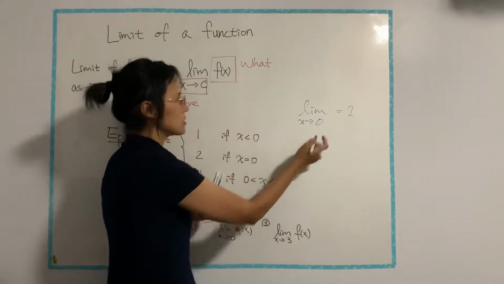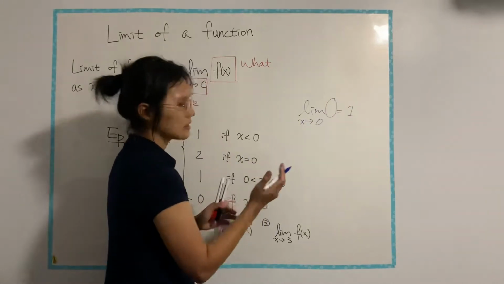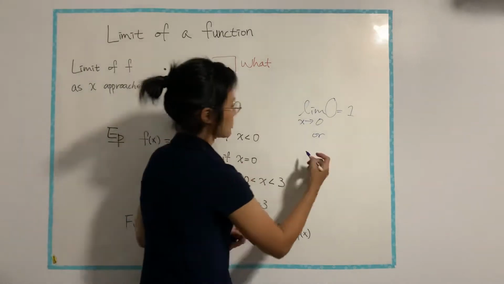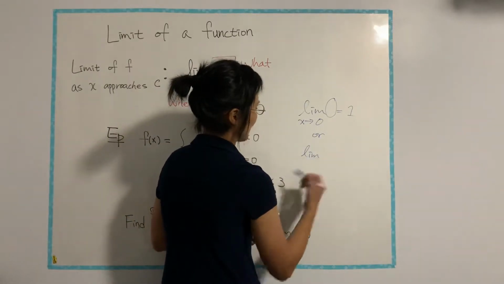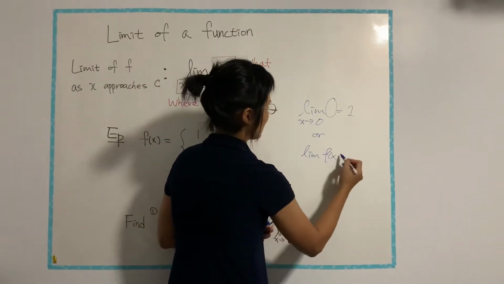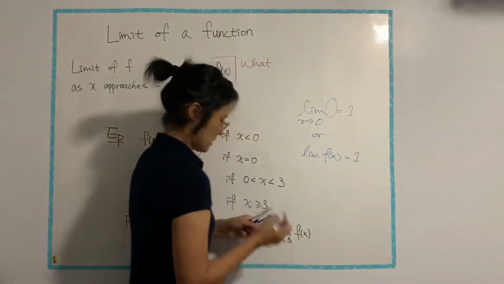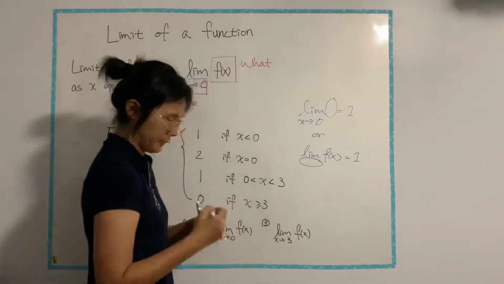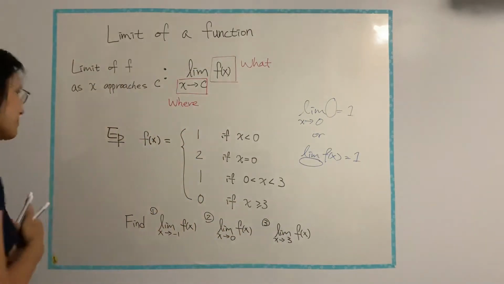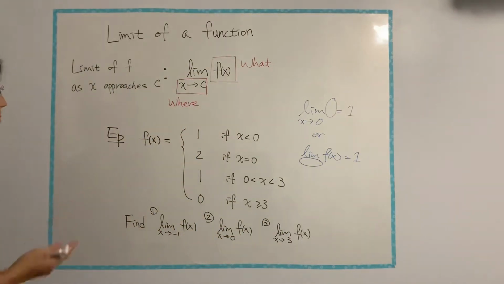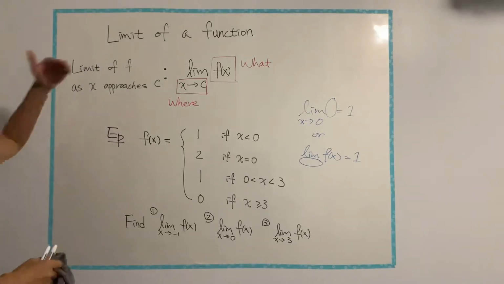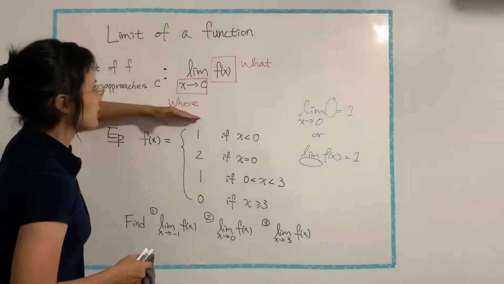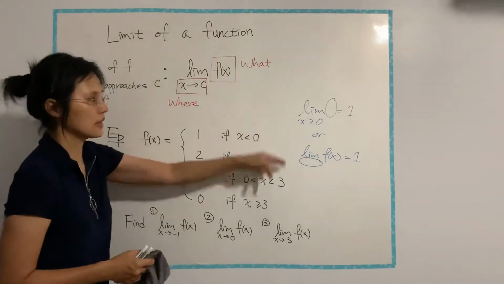This is not good because the what is missing. Or you could say, I know which value x approaches, so you write the limit of the function equals 1. This is no good either because you are missing the where component. This is very important when you solve a problem. When you're talking about the limit of a function, you must always include the where and the what. Don't get lazy.